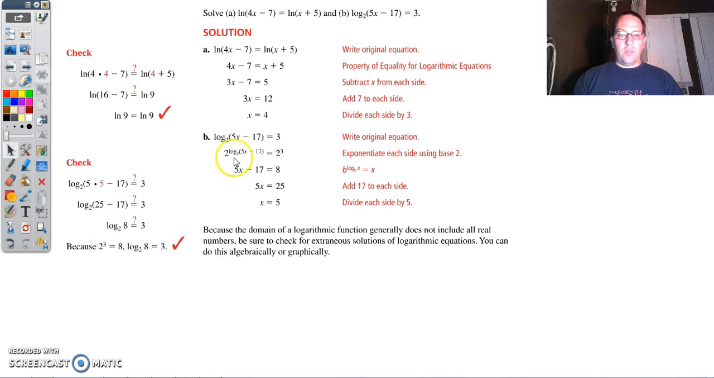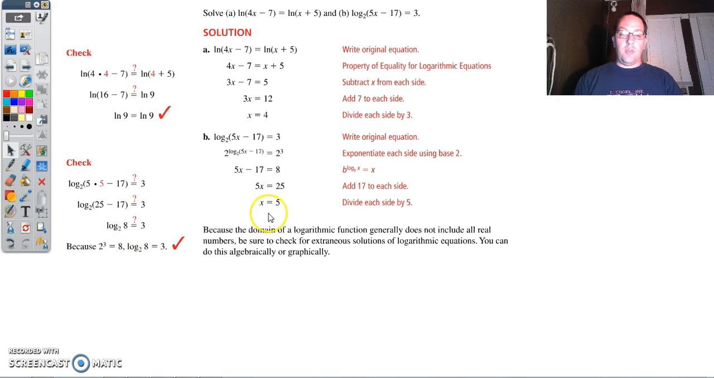And now with logarithms, you got to be really careful because remember, a logarithm cannot have an argument that is negative. Can't take a logarithm of a negative. So we plug that 5 back in. 5 times 5 is 25, minus 17 is 8, so we're okay. This is not negative, it's positive. And does log base 2 of 8 equal 3? Well, let's rewrite it as an exponential function. Base is 2, exponent is 3, argument is 8, so 2 cubed equals 8. Yeah, 2 cubed equals 8, so this checks out, this is good.